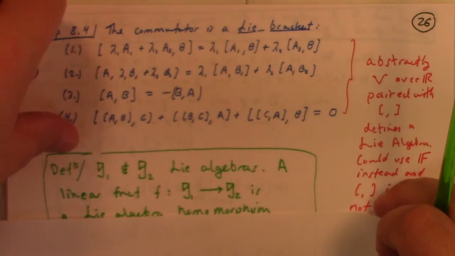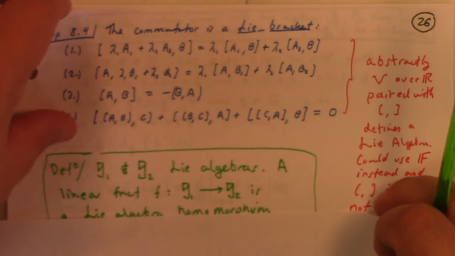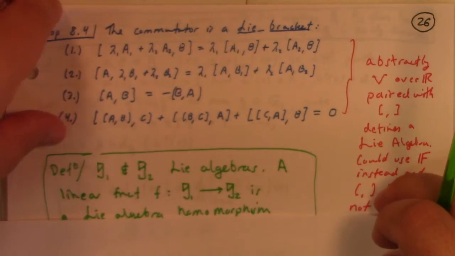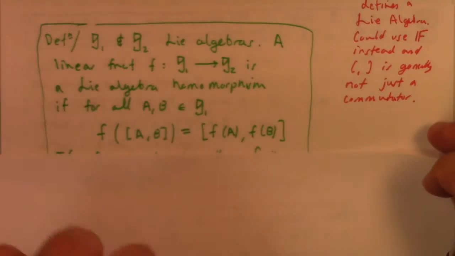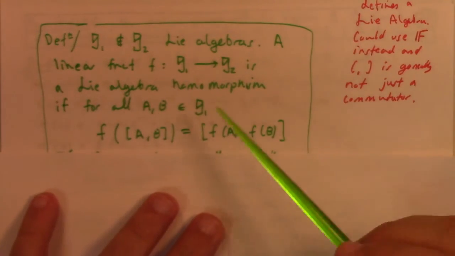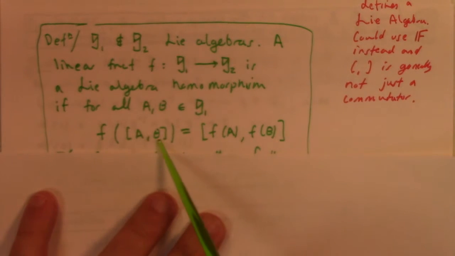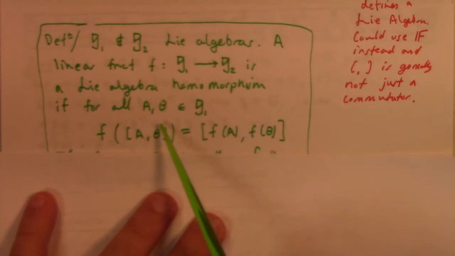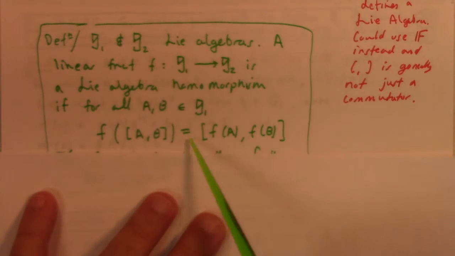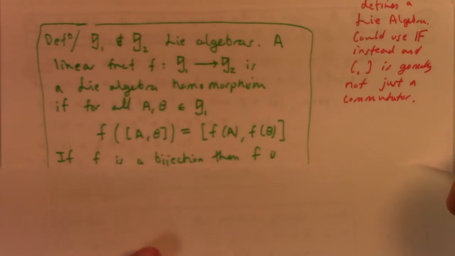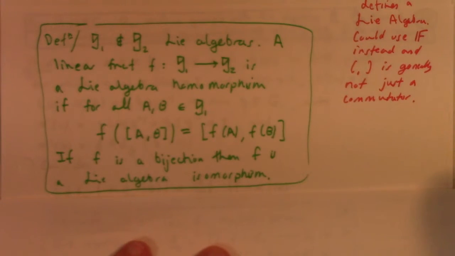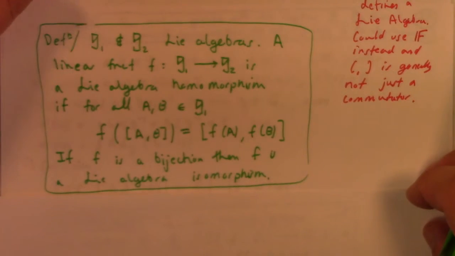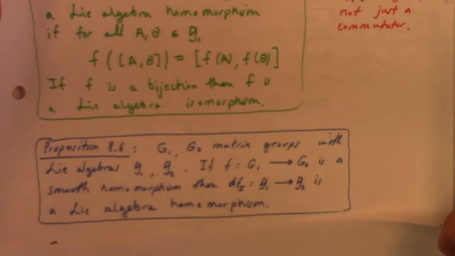So two Lie algebras, G1 and G2: if you have a linear function F from G1 to G2, then that's said to be a Lie algebra homomorphism if it preserves the Lie bracket in the natural way. F of the Lie bracket of A and B is the Lie bracket of F of A and F of B. Here we're looking, of course, at the Lie bracket in G1. Over here we have the Lie bracket in G2. As you can see, a Lie algebra homomorphism preserves the bracket. In the case that F is a bijection, then F becomes a Lie algebra isomorphism. All right, standard stuff.